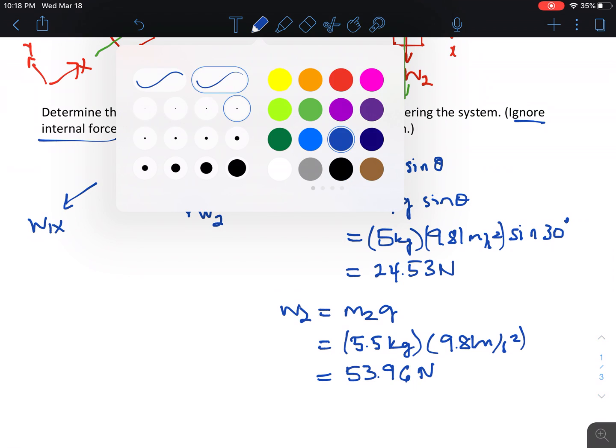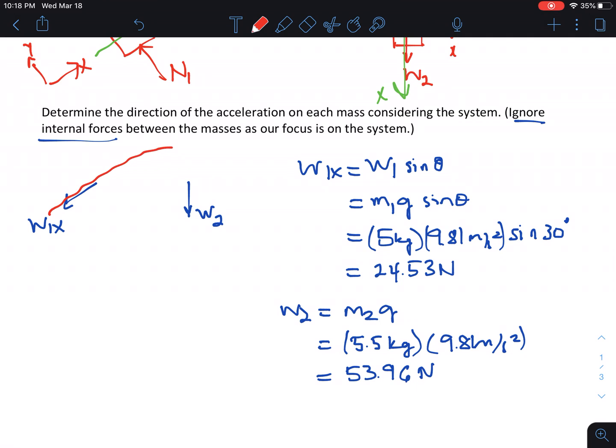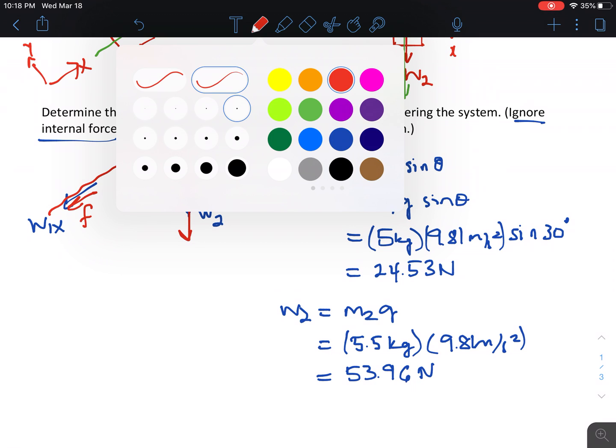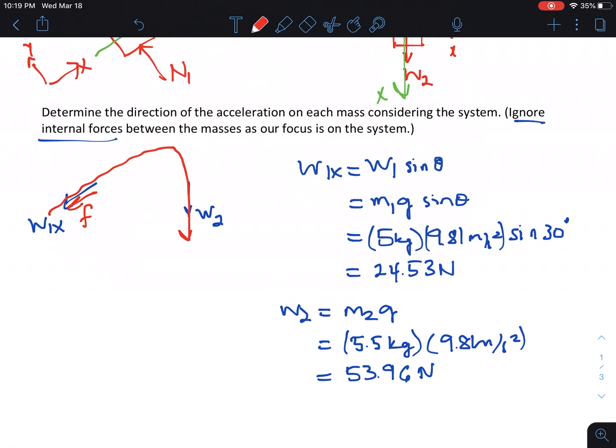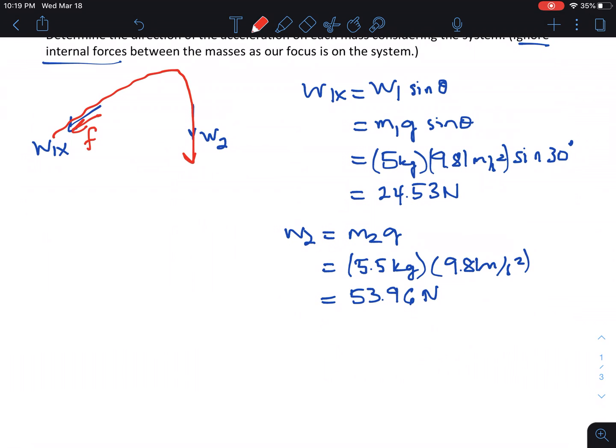So what I'm now thinking is, okay, the system is being pulled this way, maybe. If that's the case, the friction will be opposing that. So on M1, there will be friction this way. So I need to check if the difference between W1x and W2 is larger than the maximum static friction. So is it going to be able to move the system or not? One thing I'm doing here then is to find out the difference between W2 and W1x. Let's just write that down first, and that is 29.43 newtons if you take the difference of these two values. Okay, that's what you get.